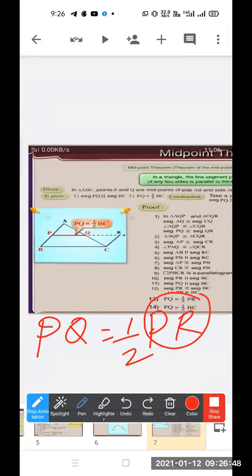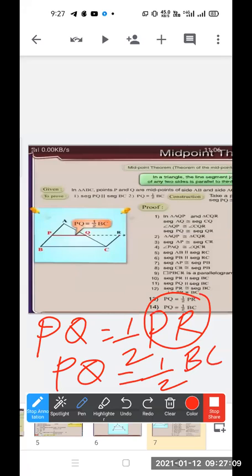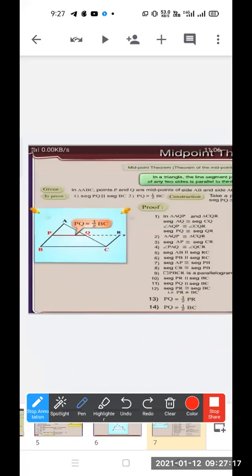PR is equal to BC, as taken in the first condition. So PQ is half of PR, and PR is equal to BC because the opposite sides of a parallelogram are congruent. Therefore, we will write PQ is half of BC. So in this way, we have proved it. Is it clear? I hope it is clear to all.